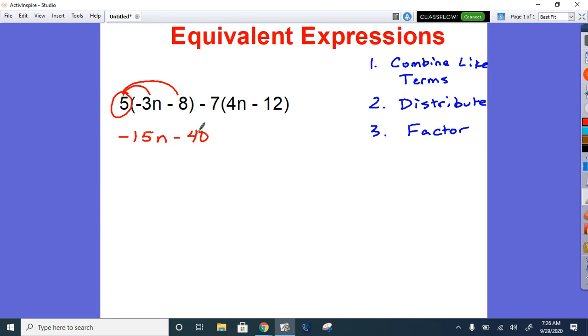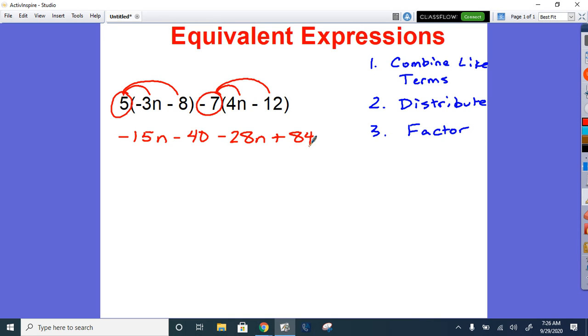Now, in this second set, I have to be careful because I have another distributive property problem right here. I'm distributing this negative 7 to both 4n and negative 12. Again, notice how I talk about these as terms of positives or negatives. So negative 7 times positive 4n becomes negative 28n. And then we have a negative 7 times a negative 12 ends up becoming a positive 84.